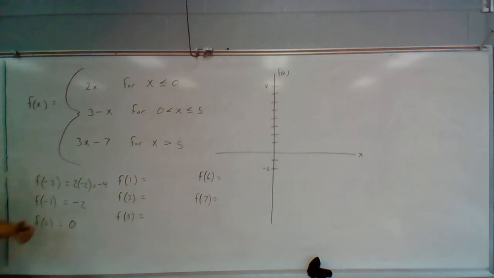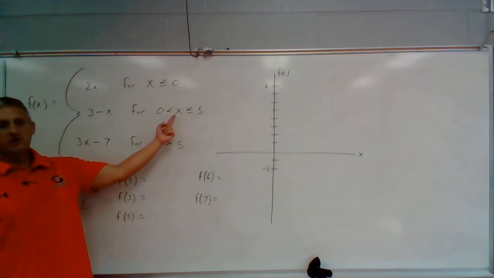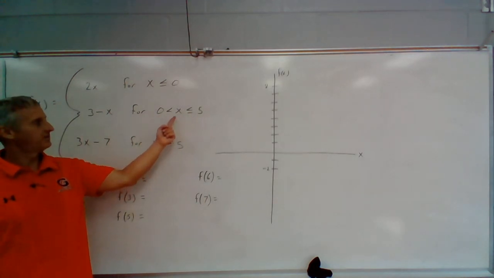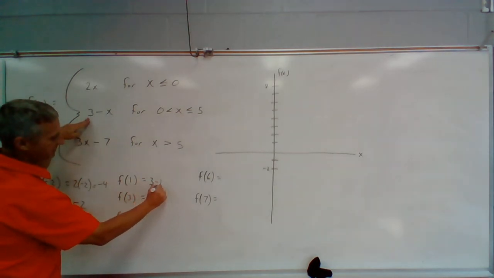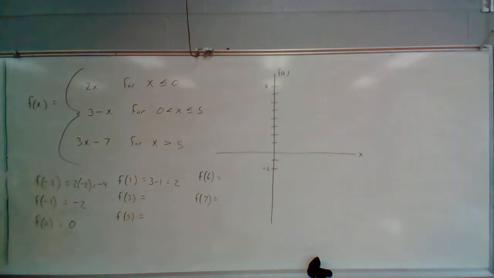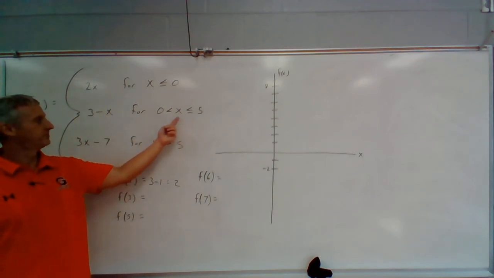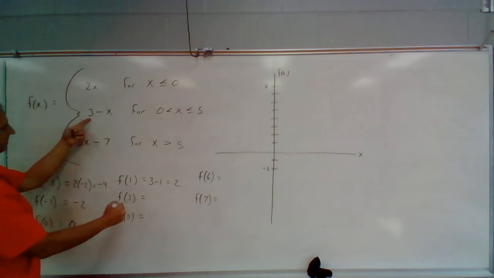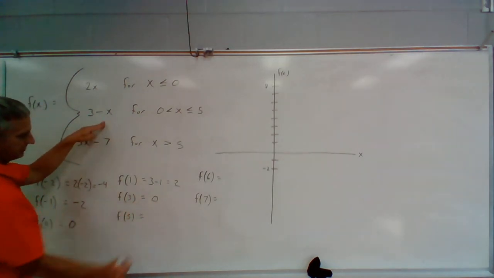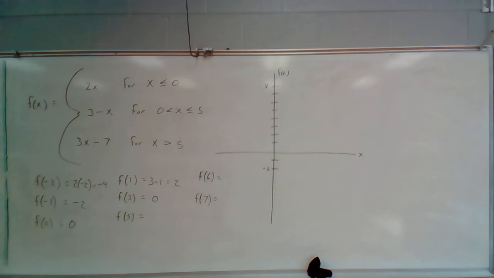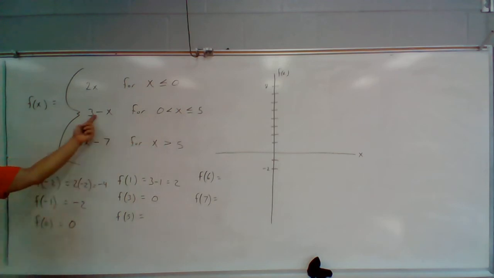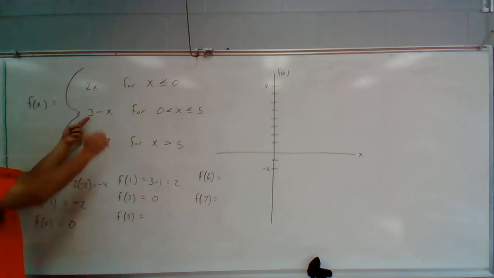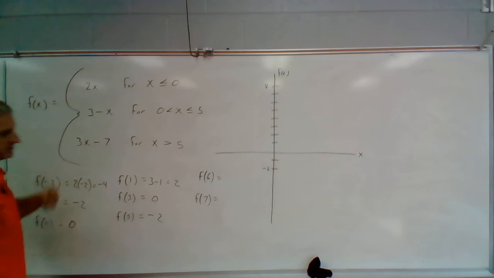All right, f of 1, which equation do we use? 1 is between 0 and 5, so I'm going to use this equation. So that'll be 3 minus 1, which gives me 2. F of 3. 3 is between 0 and 5, so I'll use this equation. 3 minus 3 is 0. F of 5. 5 is equal to 5, so I'll use this equation. 3 minus 5 is -2.